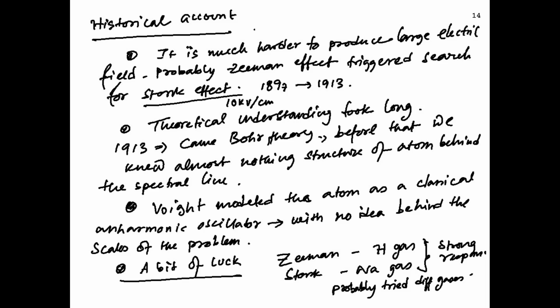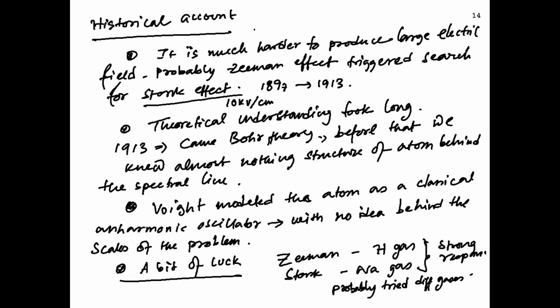As I said already, Voigt modeled the problem as an anharmonic oscillator without knowing the scales of the problem. So he was doing various fittings, and the results which came were also many orders of magnitude off.